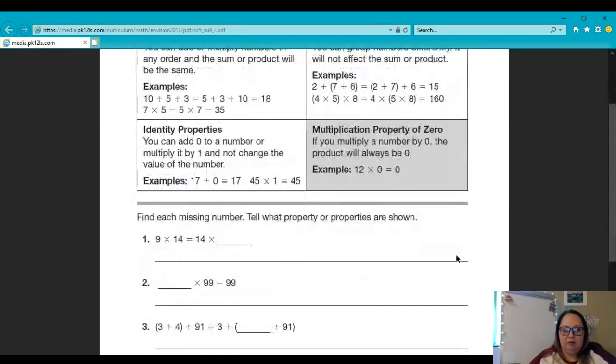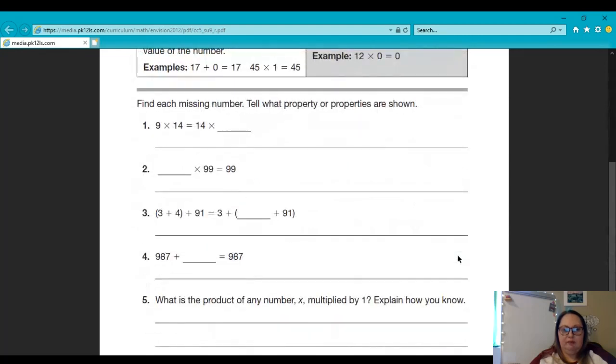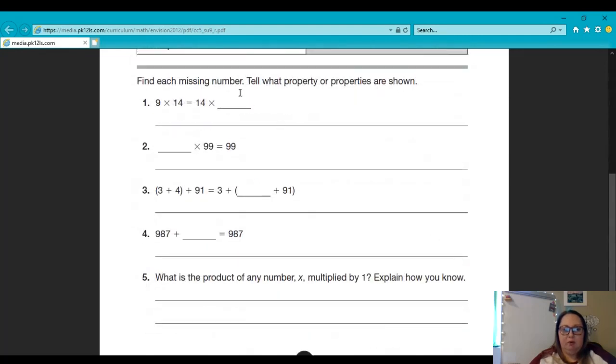Okay, so let's scroll down. We're going to go down to these. We're going to work on a couple of them together. I'm going to work on number 1 with you guys, number 2, number 3. And then I think you should be okay for the rest of them. Okay, so I'm going to stop sharing.